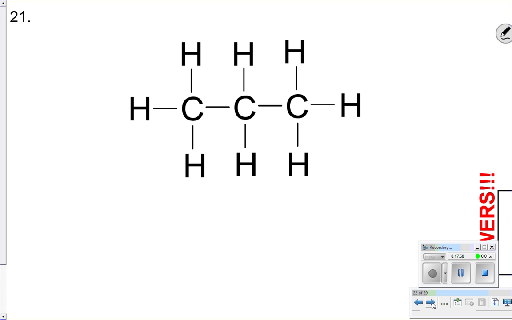Oh, hey, look, it's an alkane. There's nothing here but hydrogens and carbons. We have all single bonds. Simply put, this is propane. Remember when things were that simple?